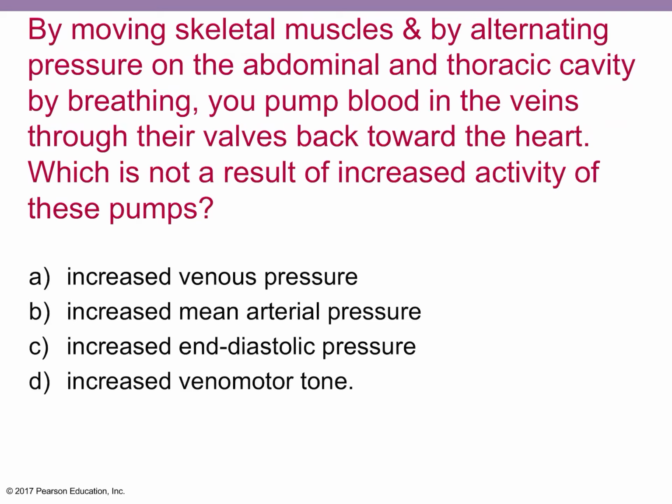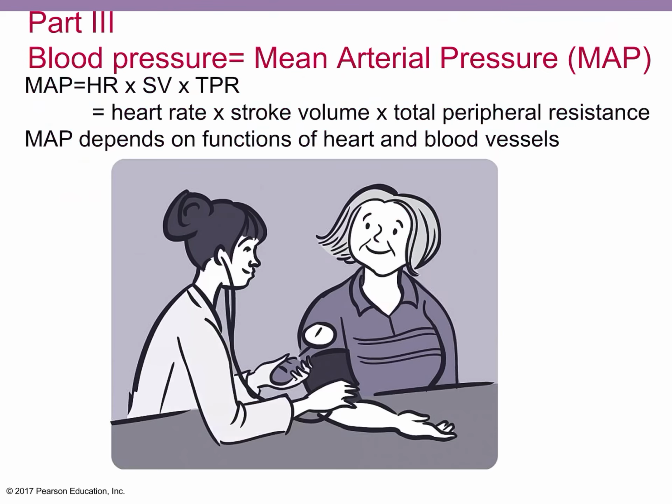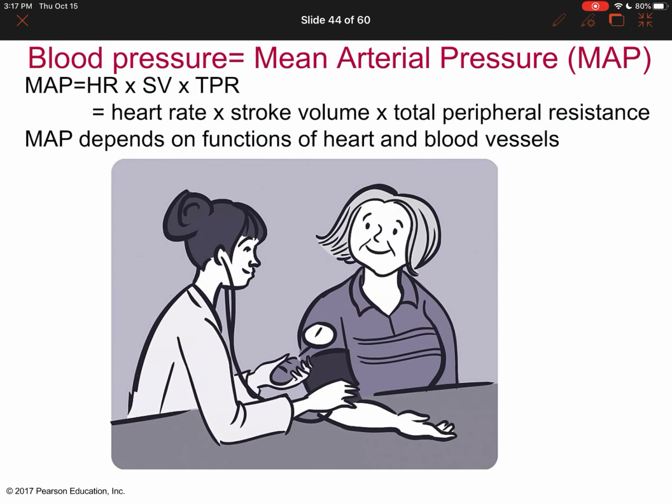By moving skeletal muscles and by alternating pressure on the abdominal and thoracic cavity by breathing, you pump blood in the veins through their valves back towards the heart. Which is not a result of increased activity of these pumps? If you look at your choices, it will increase venous pressure. It will increase the mean arterial pressure. It will increase the end diastolic pressure. So the only thing that does not, the pumps of your skeletal muscle and your breathing, it does not increase tone. That is your sympathetic nervous system.